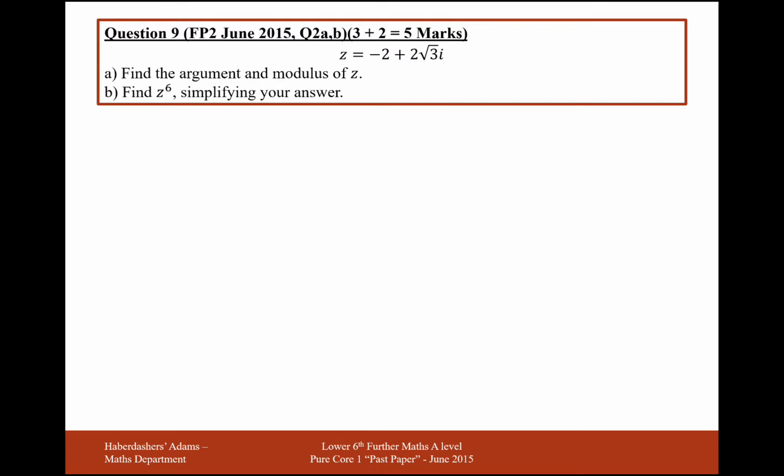This question is a question from FP2 in June 2015. It's only part of the question that refers to this module. So we have z equals minus 2 plus 2 root 3i. Find the argument and modulus of z.